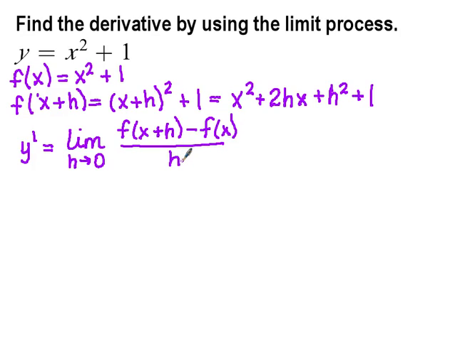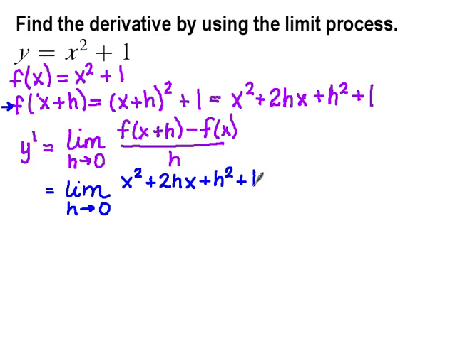Now, as it is, I can't take the limit because the minute I plug 0 in, I get it divided by 0, which is undefined. Remember, we learned that about limits. And so, what I need to do now is plug in some things. So let's go ahead and plug in our f of x plus h that we found here. Now, we want to plug in the most simplified version. Okay, so x squared plus 2hx plus h squared plus 1. Now notice what the next part says. The next part says minus f of x. So I'm going to subtract, and what is f of x?